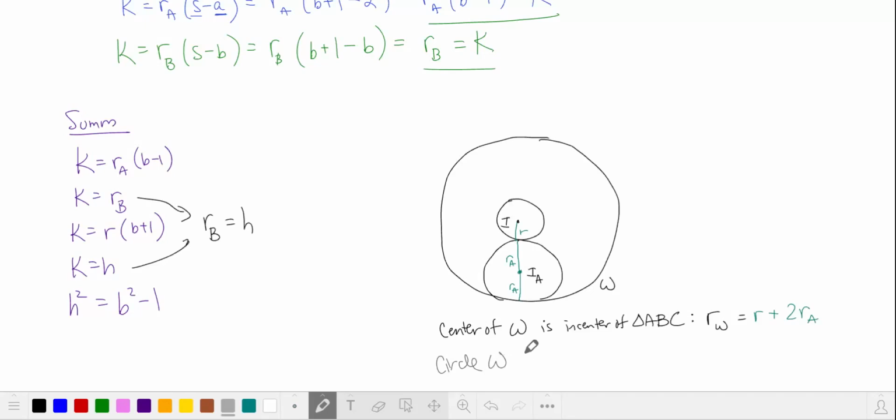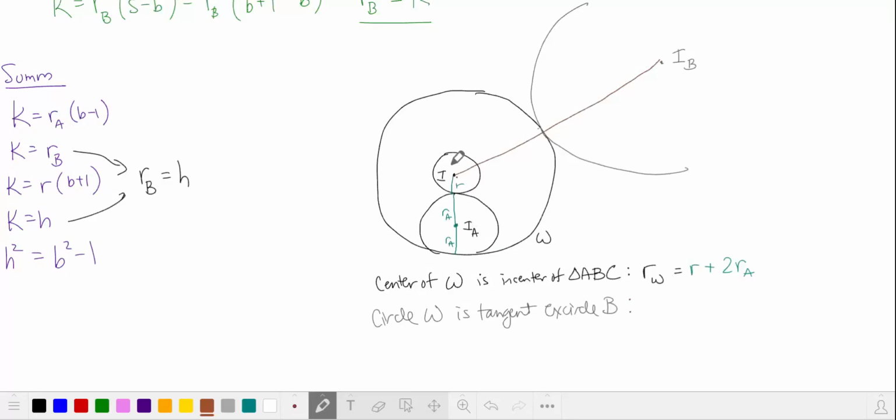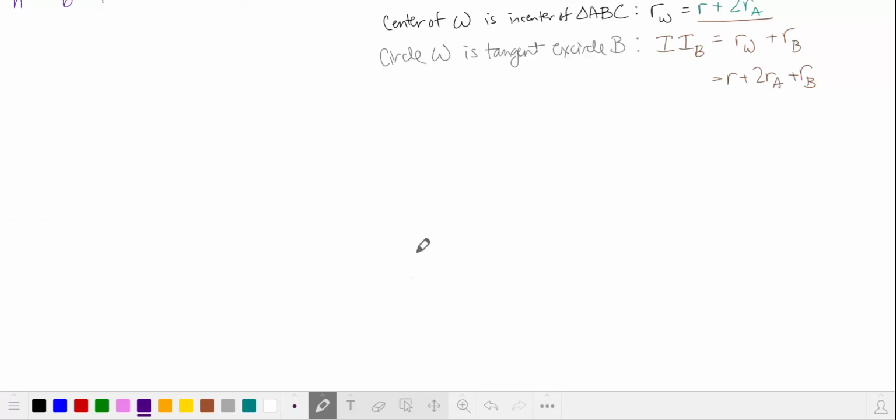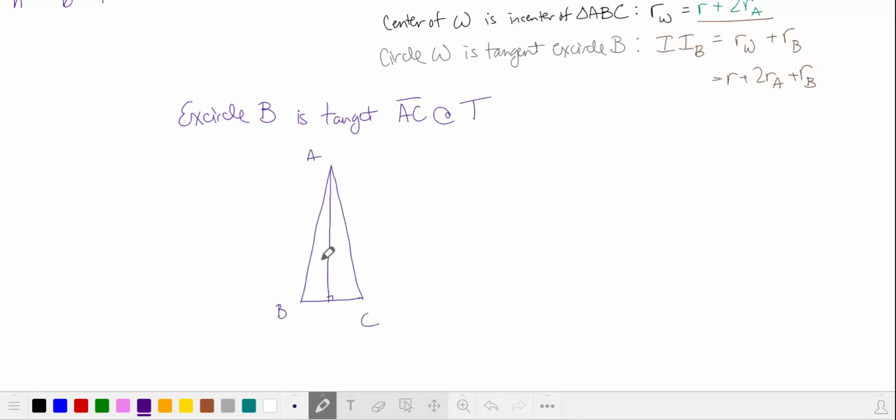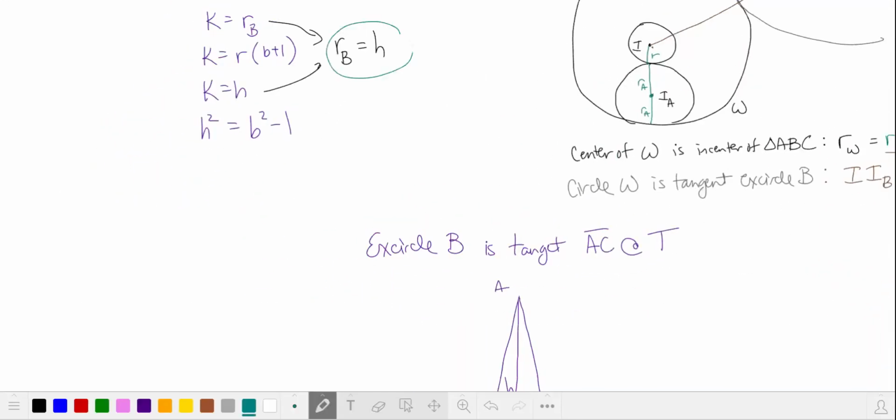We also have that circle omega is tangent to the excircle B. So this excircle is going to be somewhere out here. So the distance from the incenter to I_B is going to be the radius of omega and the radius of that excircle, and we'll substitute. Now let's redraw excircle B and our triangle. It's going to be tangent to side AC, and we'll call that tangent point T. So here's our isosceles triangle, and it has a height of h. And recall from above, this height is the same length as the radius of our excircle.